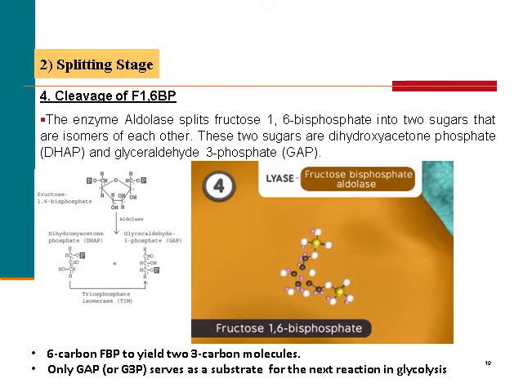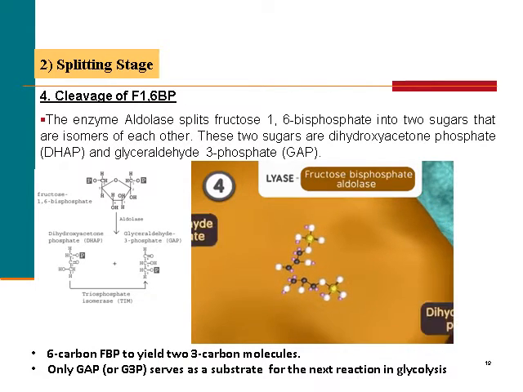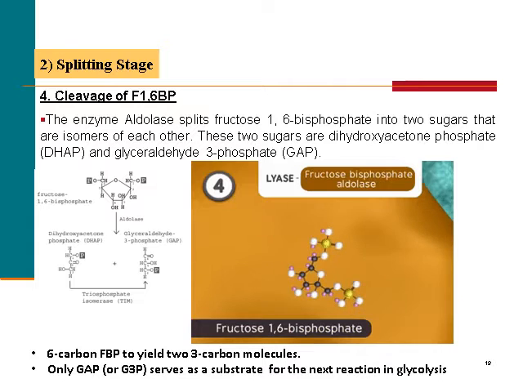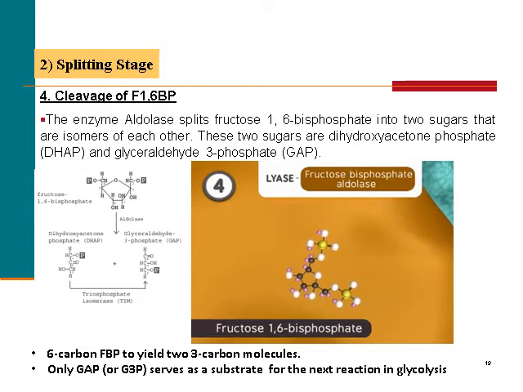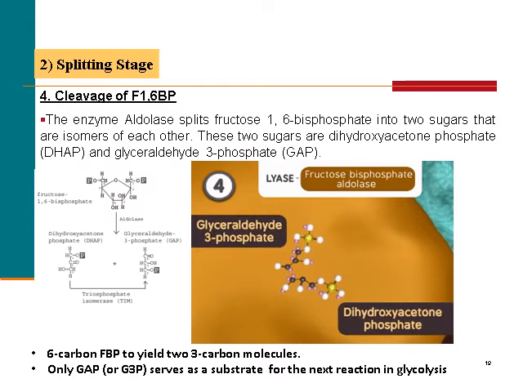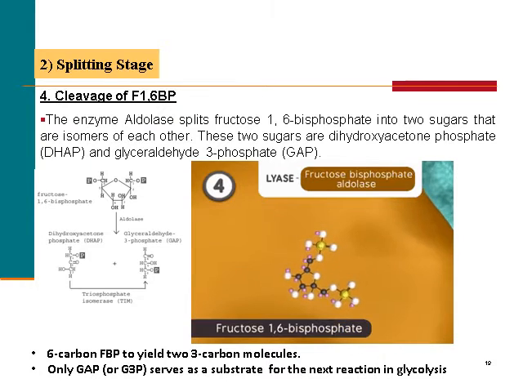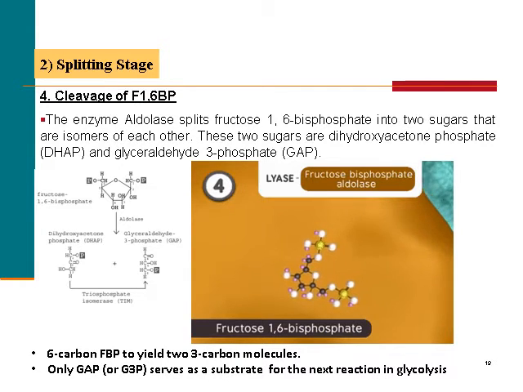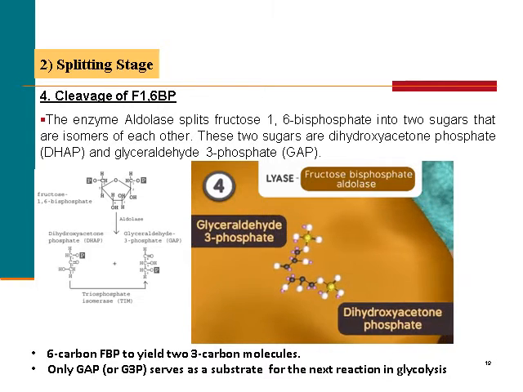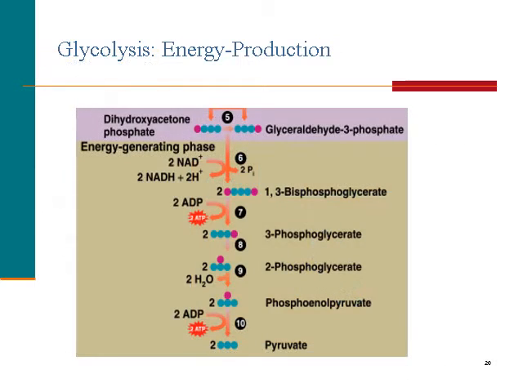In this splitting stage, fructose 1,6-bisphosphate breaks down into two molecules, DHAP and GAP: dihydroxyacetone phosphate and glyceraldehyde 3-phosphate. Glyceraldehyde 3-phosphate is a very important molecule because it serves as a substrate for the next reaction in the glycolysis. Now let's move on and see.